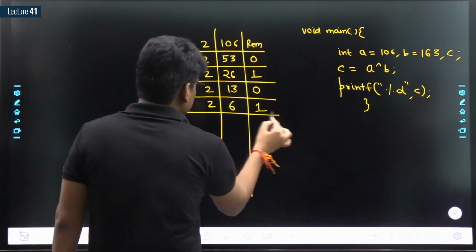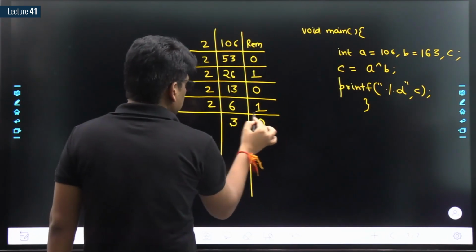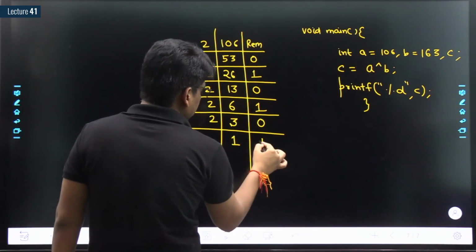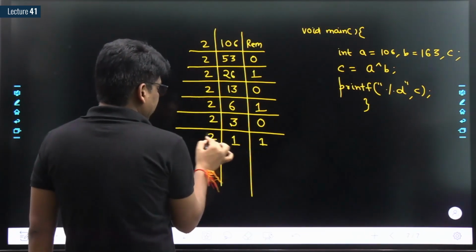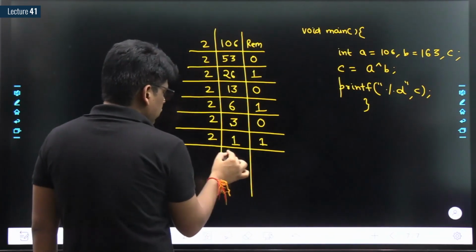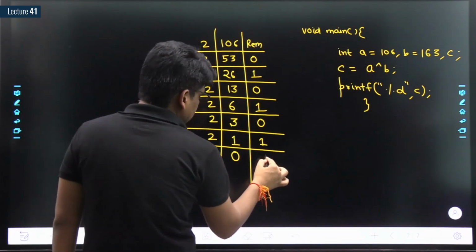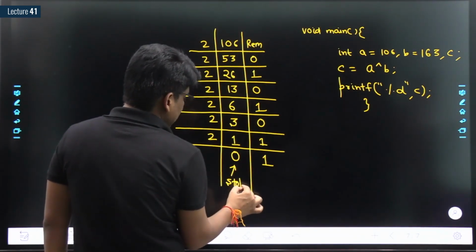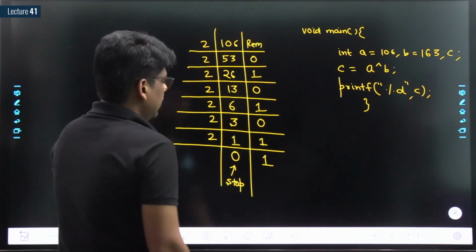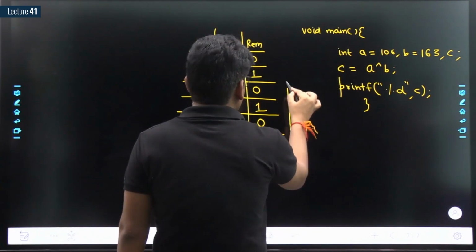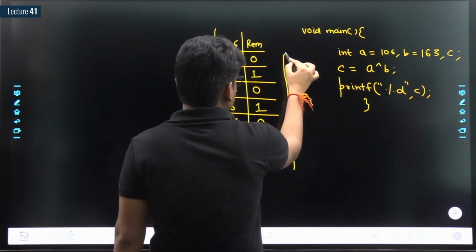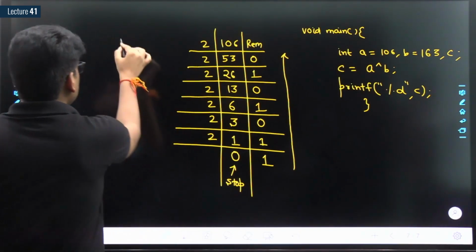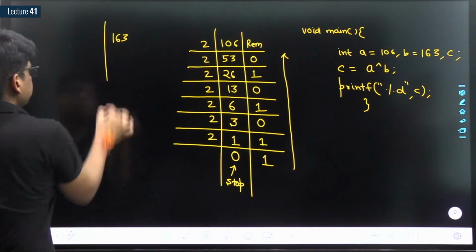Sir, let me divide 6 by 2, it goes 3 times and the remainder will be 0. If I divide 3 by 2, it goes 1 time and the remainder will be 1. Sir, again, if I divide this 1 by 2, it goes 0 times and the remainder will be 1. Sir, we need to stop because we get quotient as 0. So what is the binary equivalent? Sir, 1101010. Okay. Sir, let me try to find out the binary equivalent for 163.